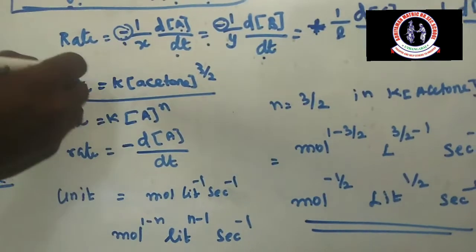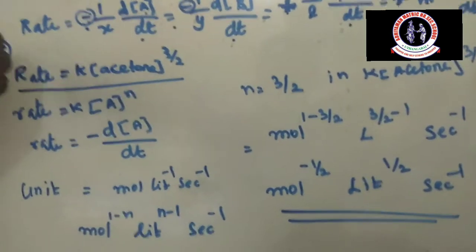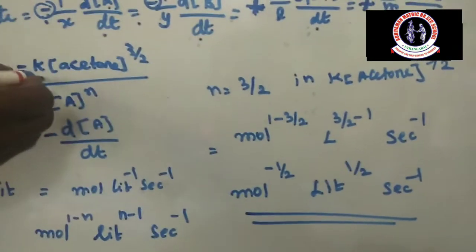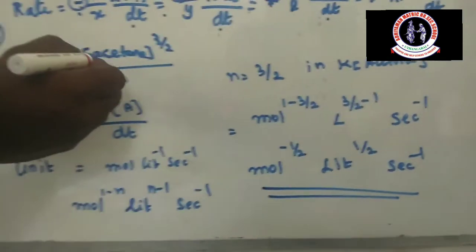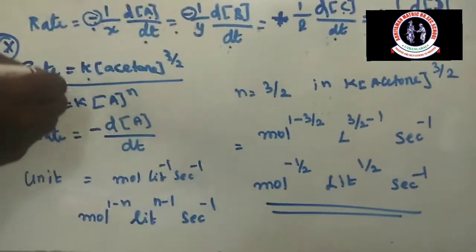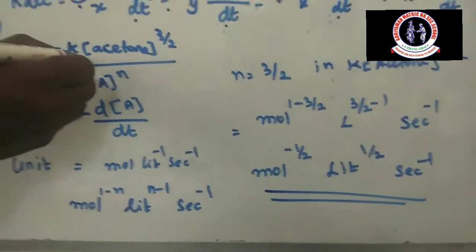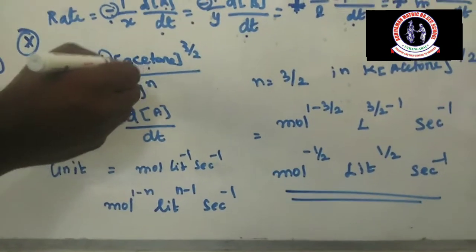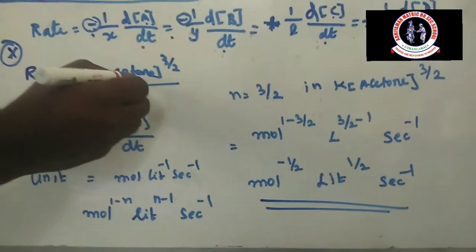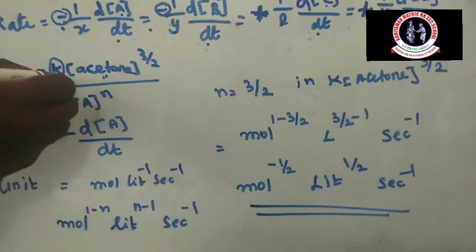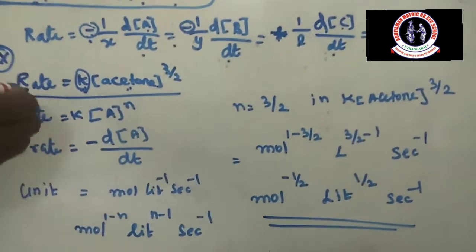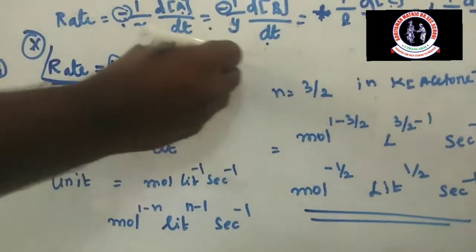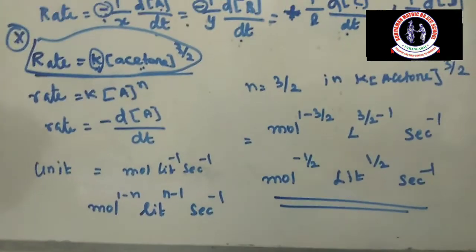Okay students, the next book back seventh question. Rate is equal to K. This is the rate law. Rate law is nothing but the rate constant times the concentration of the reactant. Now how will you find the unit for the particular reaction?